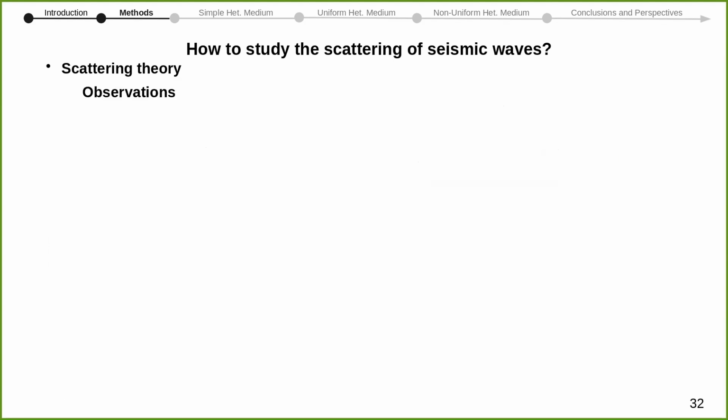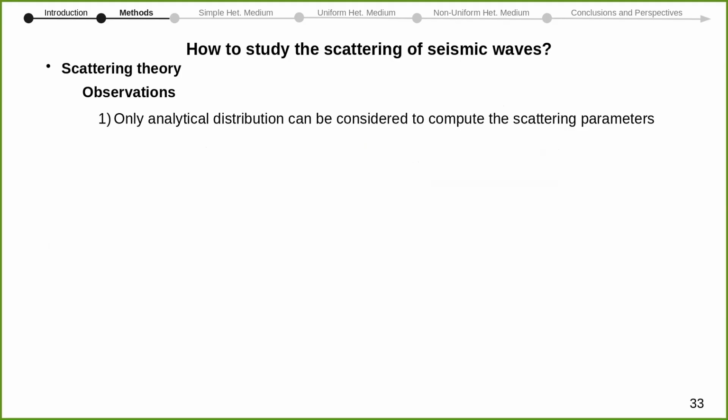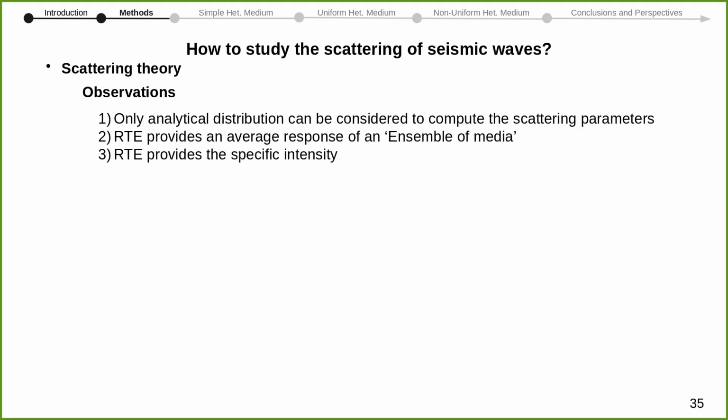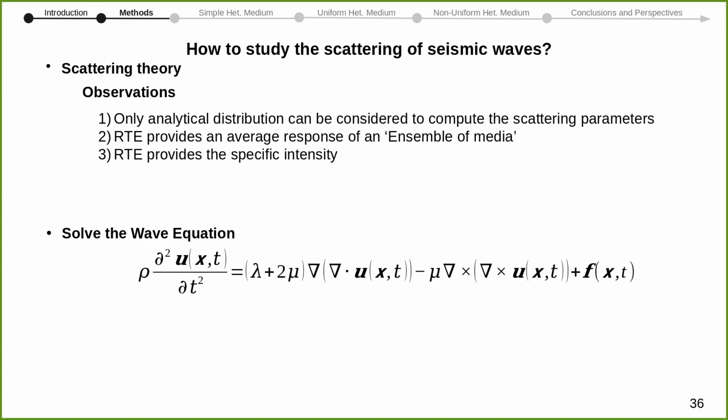We can make some observations. The first observation I would like to make is that when we extract the properties from the medium, we could consider only some distributions in order to compute the scattering parameters. Then, as I highlighted, RT provides an average response of an ensemble of media, which is different from what we would observe in field conditions, because we observe waves that have been propagating in one medium. And then again, it provides information for the specific intensity, which again is different from the ground motion, which we generally observe. So another way to address the scattering problem is to solve the wave equation.